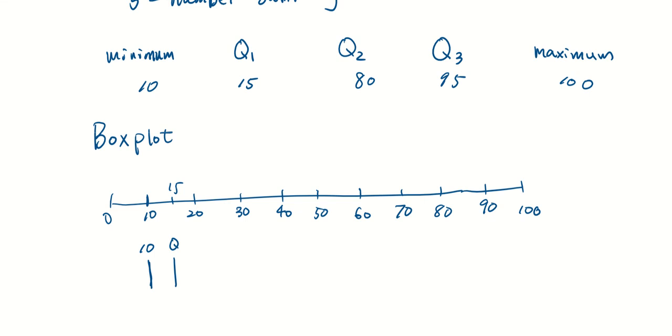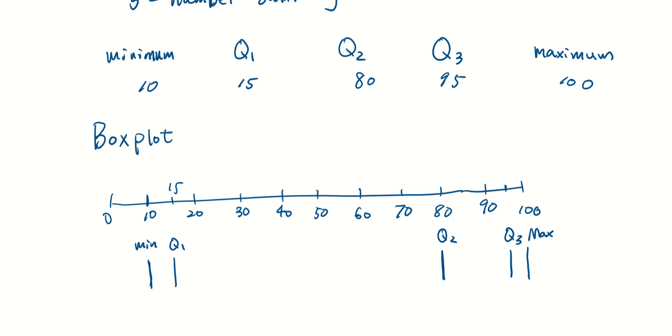So I'll call this minimum. Q1. And then my next Q2 is around here. 80, right? That's my Q2. And Q3 is 95. Right here. That's where my Q3 is. My maximum is 100. And this is how you draw your box plot.